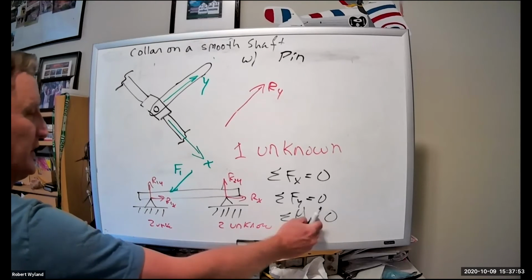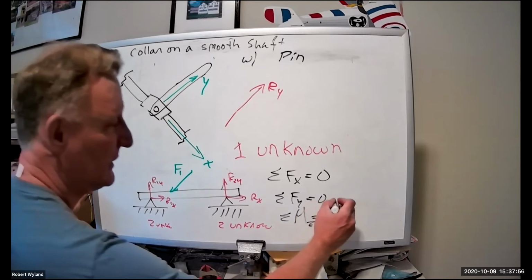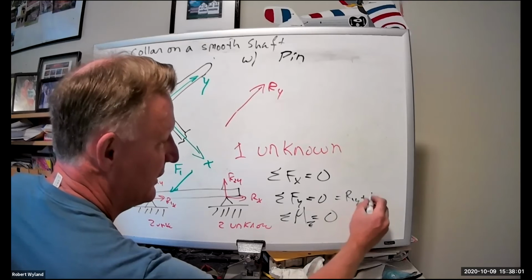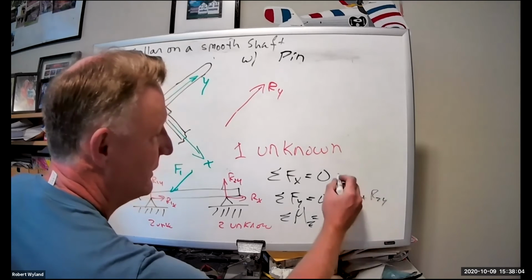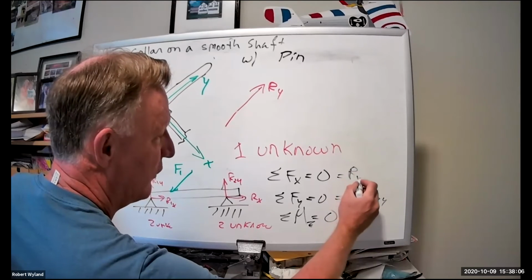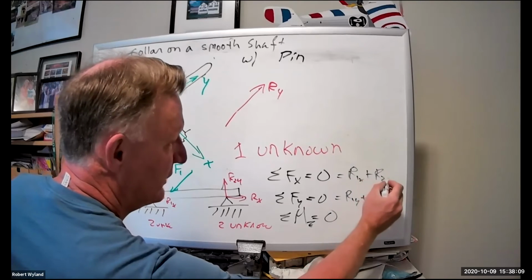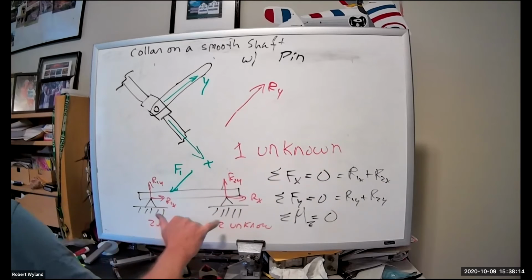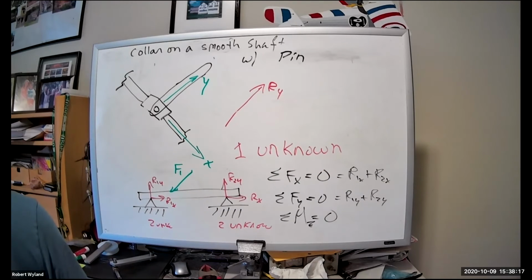So if we do this equation, 0 equals 0, here we would have R1Y plus R2Y, and here we would have R1X plus R2X. So what we really have are two equations and four unknowns. That's a bit of a dilemma, as you know. Once you have more unknowns than you have equations, you can't solve it. Plus the sum of the components of the forces too, right? Of F1.